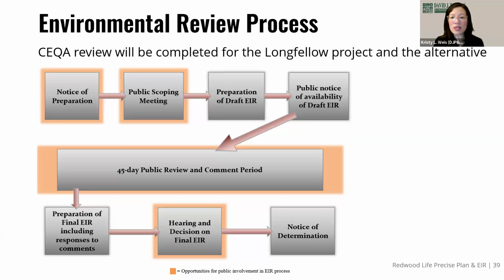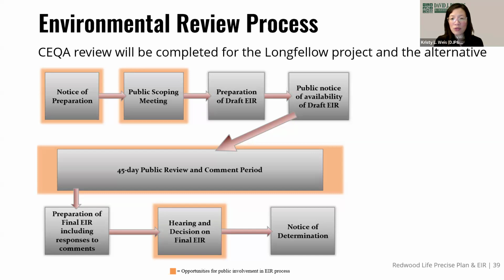The next step is where the city will host a public scoping meeting to provide another opportunity for the public to provide feedback on the scope and content of the EIR. This feedback will be taken into account and addressed accordingly in the EIR. When all the analysis and consideration of the feedback is complete, the draft EIR, along with the notice of availability, will be released and circulated for a 45-day public comment review period.